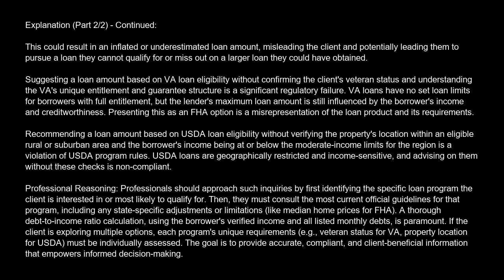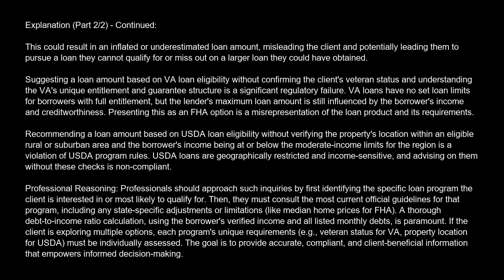Recommending a loan amount based on USDA loan eligibility, without verifying the property's location within an eligible rural or suburban area and the borrower's income being at or below the moderate income limits for the region, is a violation of USDA program rules. USDA loans are geographically restricted and income sensitive, and advising on them without these checks is non-compliant.